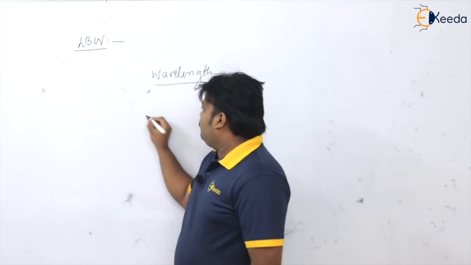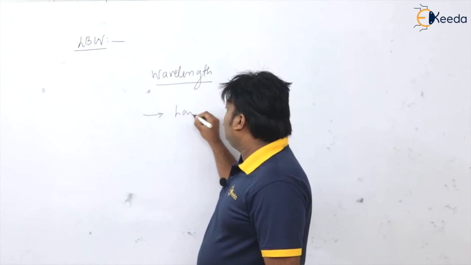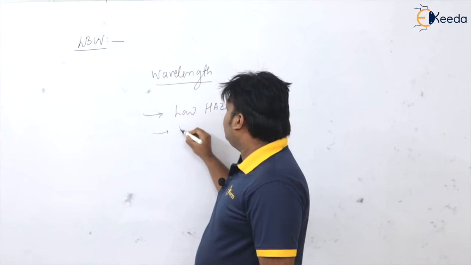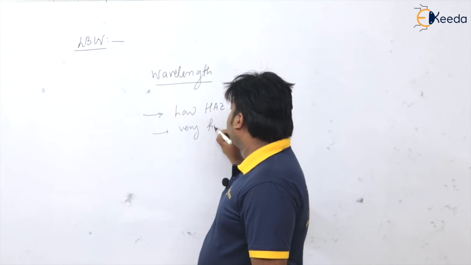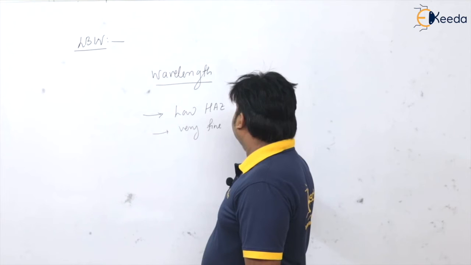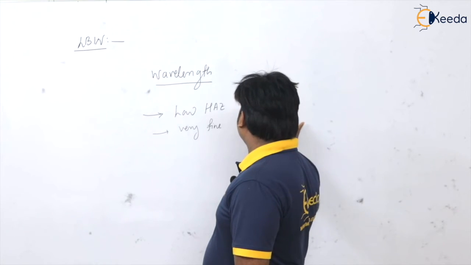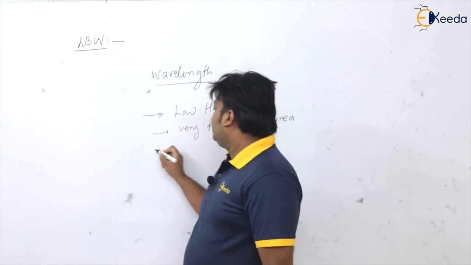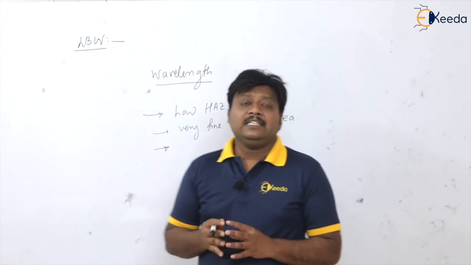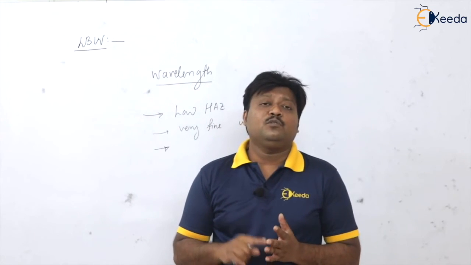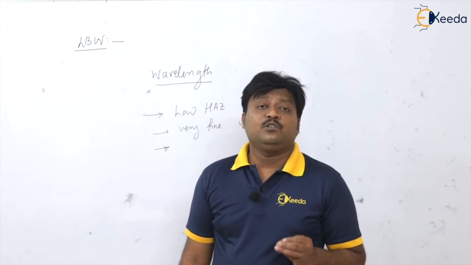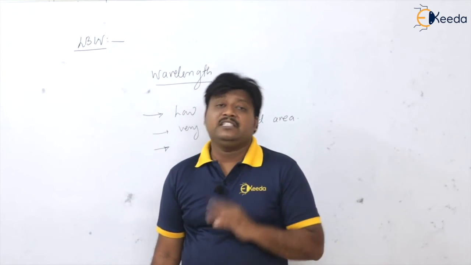So of course we have a low heat affected zone, or a very fine weld area. This laser beam welding can produce a power density as high as 10 to the power 7 watt per centimeter square.